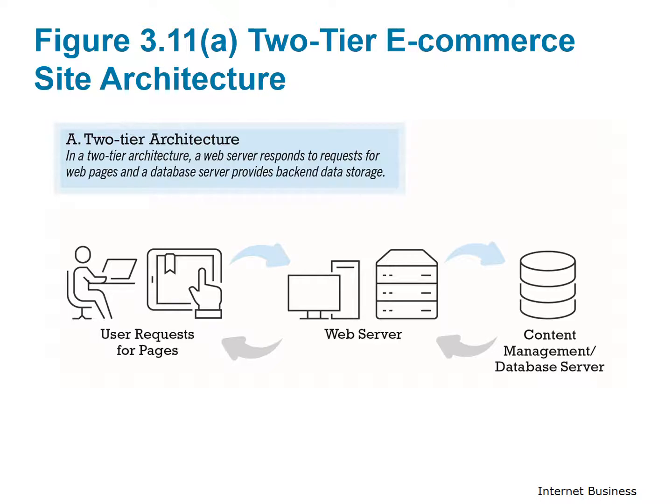The image illustrates two-tier architecture. The image shows a user who sends a request for a page to a web server. The web server sends the request to a content management / database server. The content management / database server sends the requested page back to the web server, which then sends it back to the user.